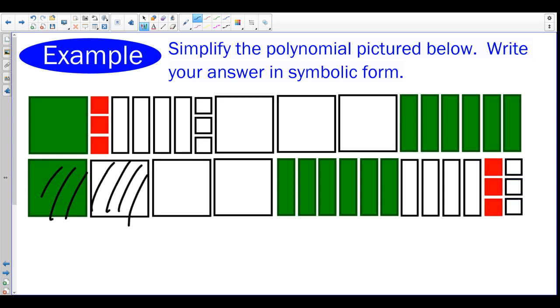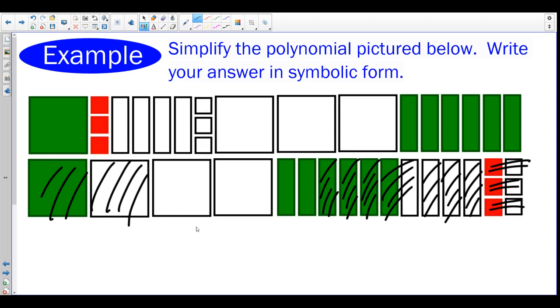Then we have, how many 0 pairs can we make with the rectangles? Well, there's 4 white rectangles and 6 green rectangles, so we can make 4 of them. Here's a 0 pair. That's a 0 pair. That's a 0 pair. And that's a 0 pair. And we're left with 2 green rectangles. As far as the little squares, interestingly enough, we get 1 0 pair here, 1 0 pair here, 1 0 pair here, and there's none left.